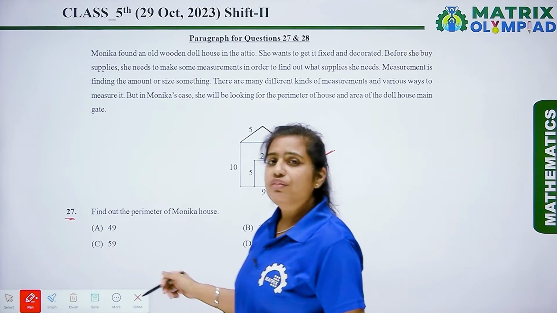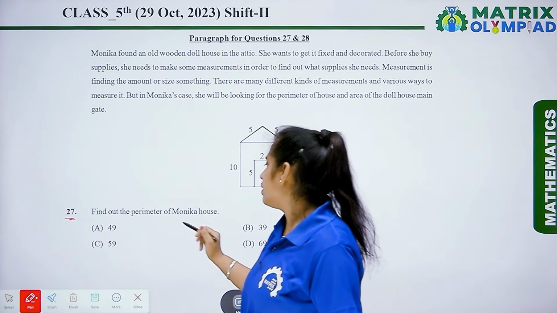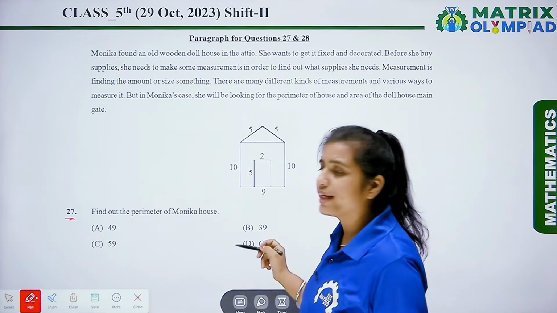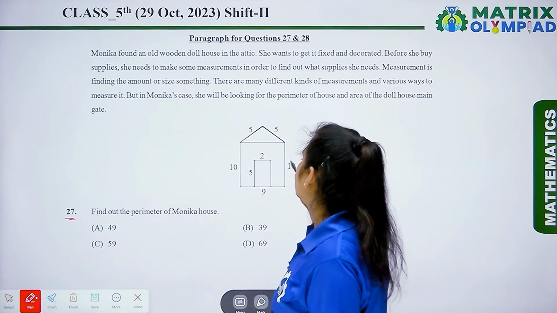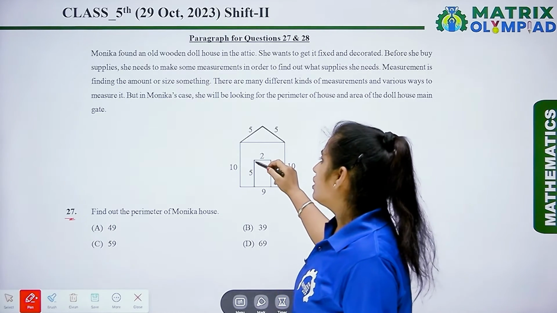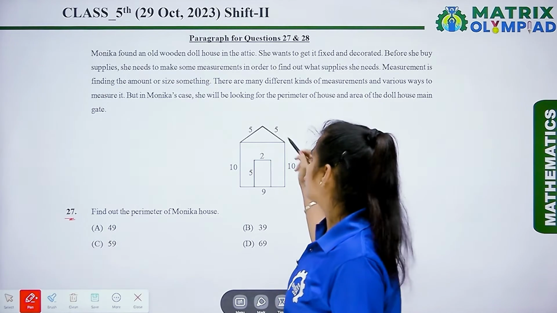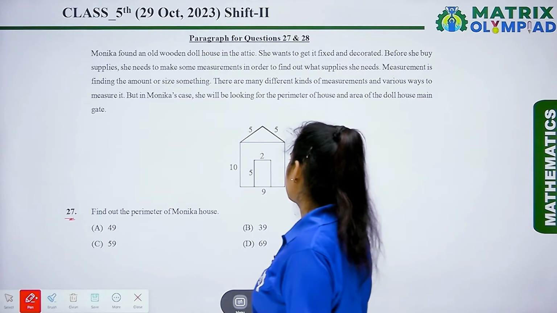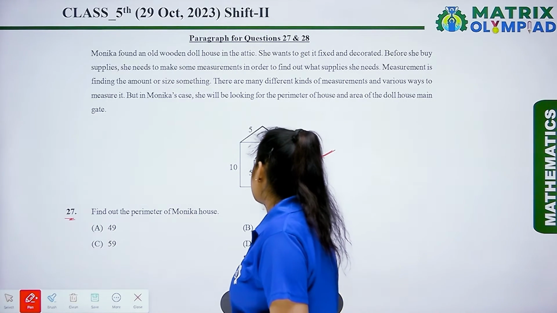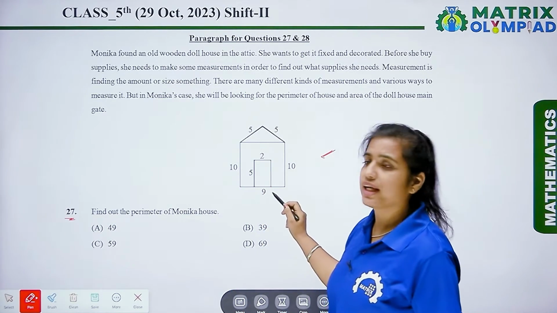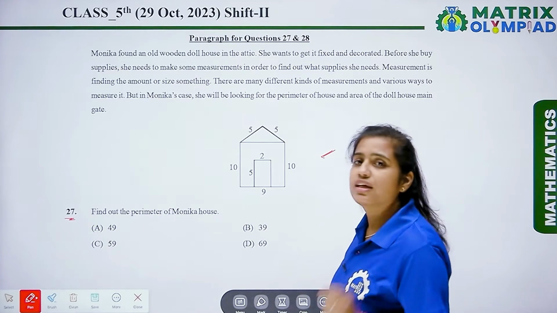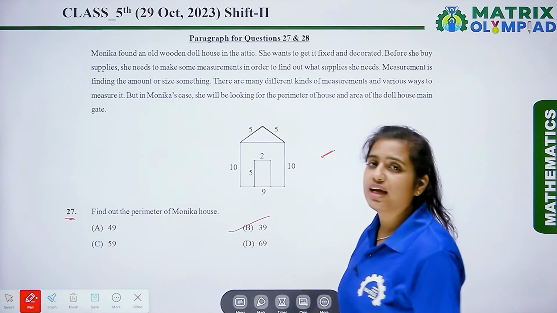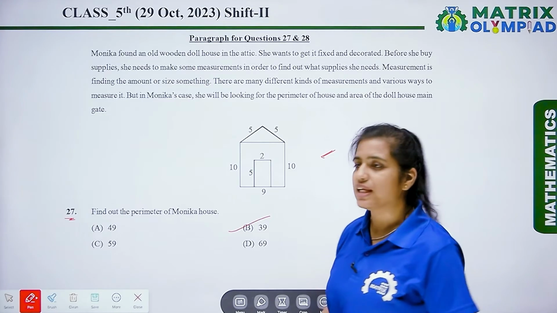So here we have to find out the perimeter of Monica's house. So this is the house and we have to find out the perimeter. We know that perimeter is equal to the sum of all sides. So here 5 plus 5 is 10. 10 plus 10 is 20. 20 plus 9 is 29 and 29 plus 10 is 39. So here 39 is the correct answer, that is in option B.